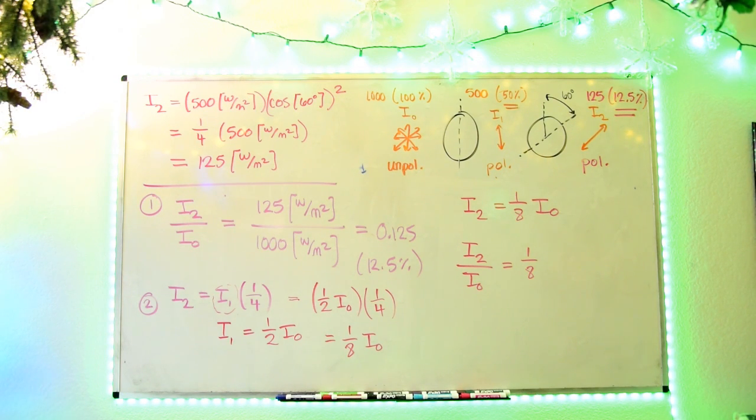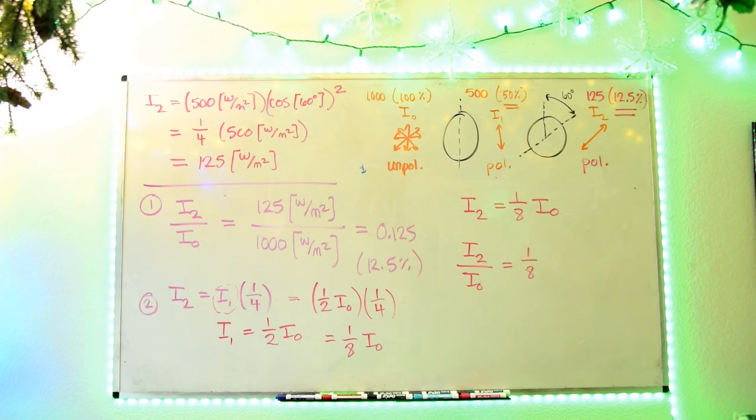Does that make a little bit more sense? Okay, so that's a good question. Why would you not divide 125 by 500? That's because we're not comparing the 125 to the light that came into that second polarizer. We're comparing the light that's coming out, the 125, to the very, very start of the problem. In other words, I want the percentage of the original light before it entered any polarizers.